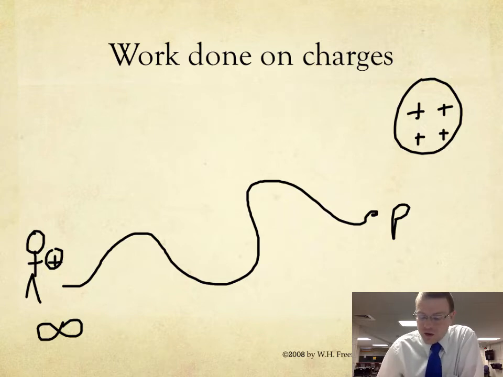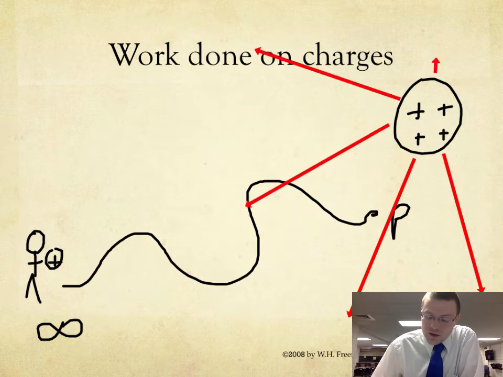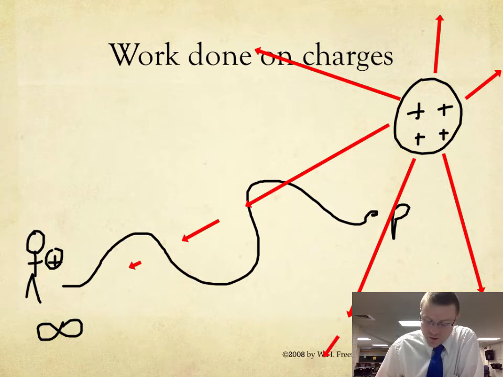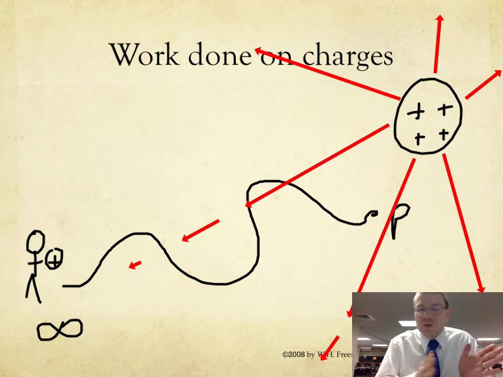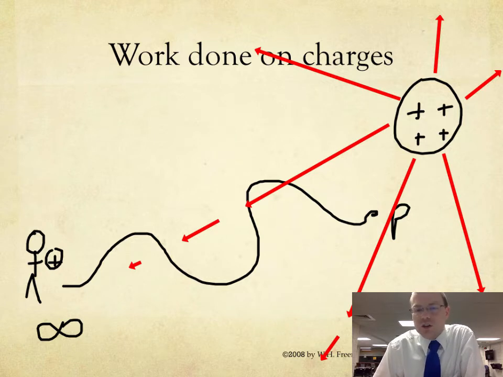Now remember that the positive charge has an electric field that points away in all directions. And since it's a point charge, we know that the field strength gets weaker and weaker the further out we are. So as I start walking from infinity, it's very easy to move that charge towards point P, but as I get closer and closer to that charge, the force is going to grow by 1 over r squared, and it's going to be very, very hard to fight that.